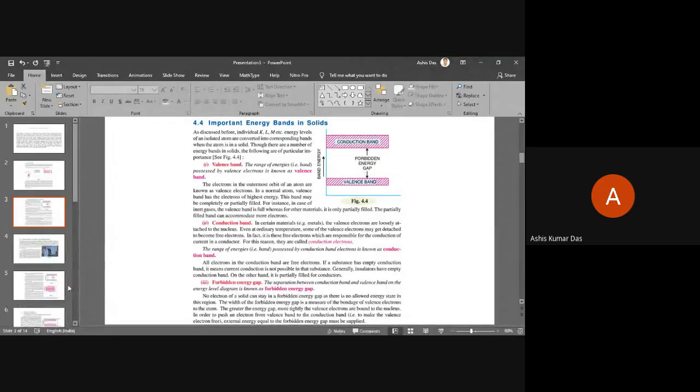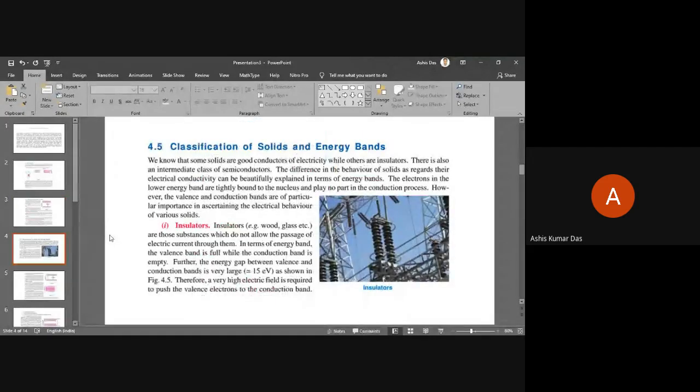Now if you see the next slide, we are getting some information about the insulator, conductor, and semiconductor. Our main concern is that we are going to study the semiconductor. So before going into detail on semiconductors, we have to know the difference between the semiconductor, conductor, and insulator. That's why I am going into detail with that.